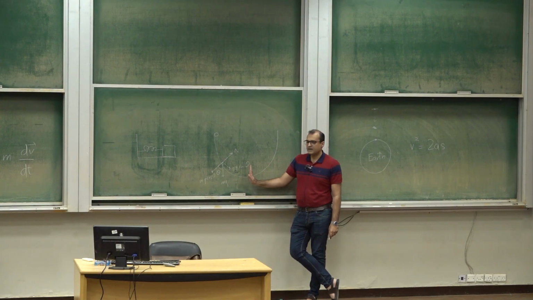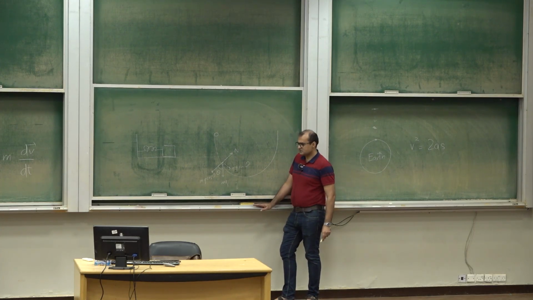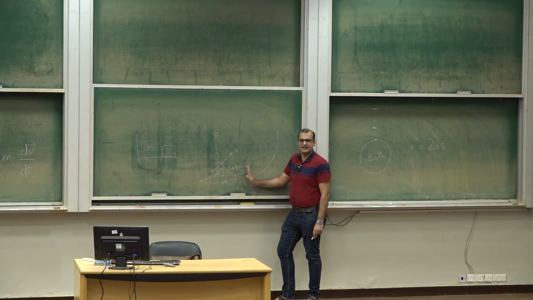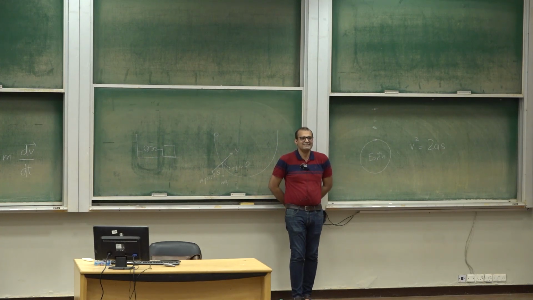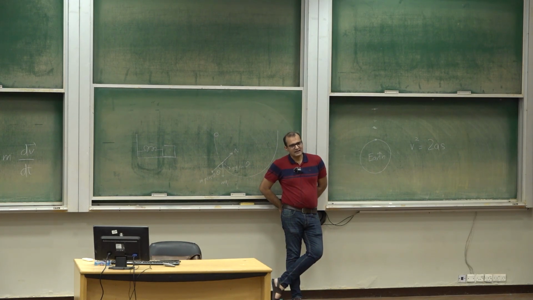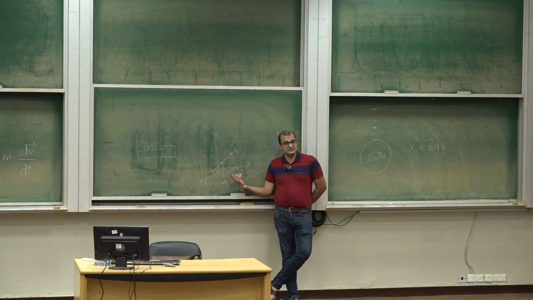When the marble is over here at the very bottom, theta is 0. When the marble is over here, what is theta? 90 degrees. Okay, so theta keeps on changing, and therefore the net force keeps on changing. The net force in the tangential direction keeps on changing.